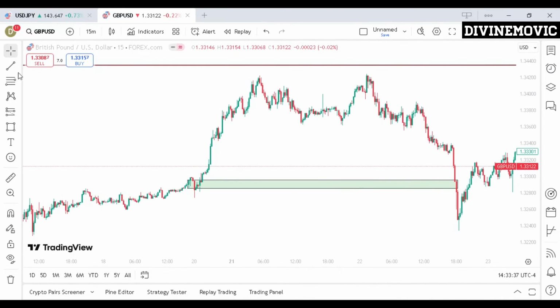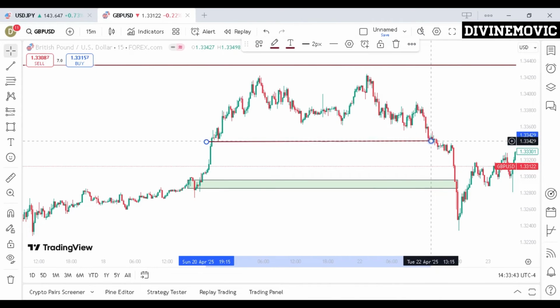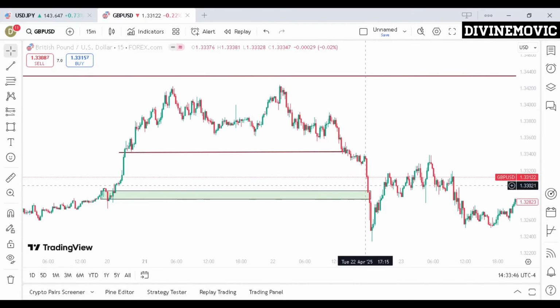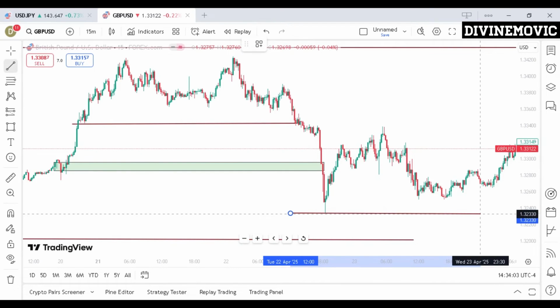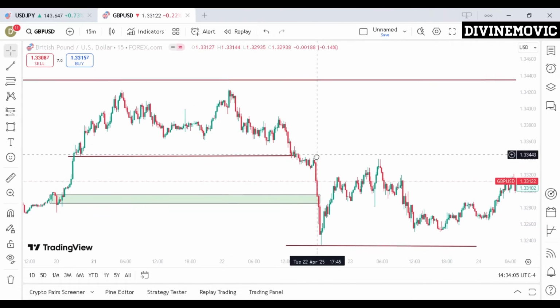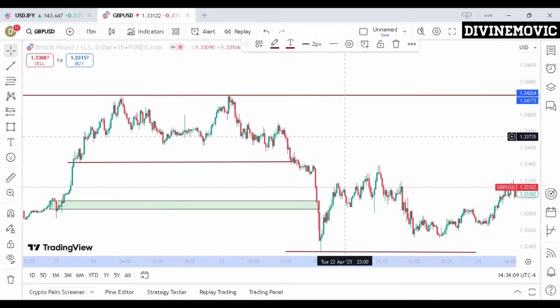Why? Because there is liquidity, there's a point of interest. But in this case, price failed the point of interest, giving us a confirmation that price might likely go to the downside. Now because price failed this particular POI, here becomes a swing low that price will take out, and here becomes a swing high that price might not take out.